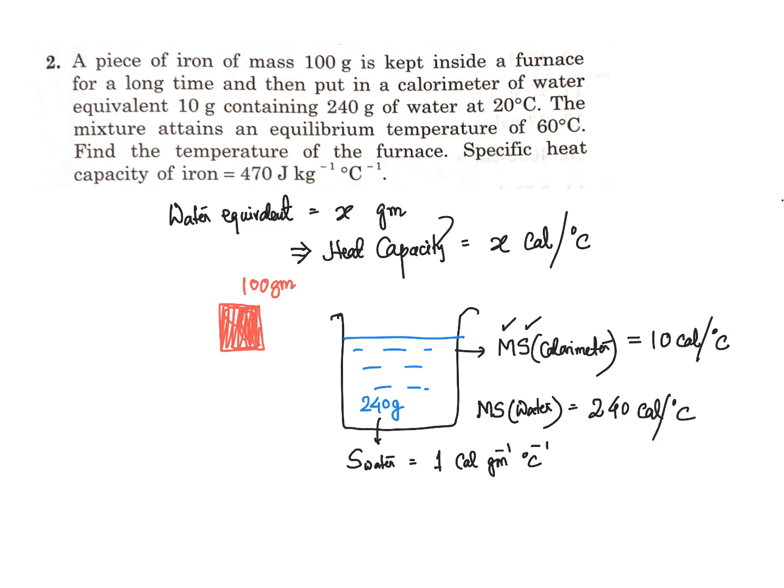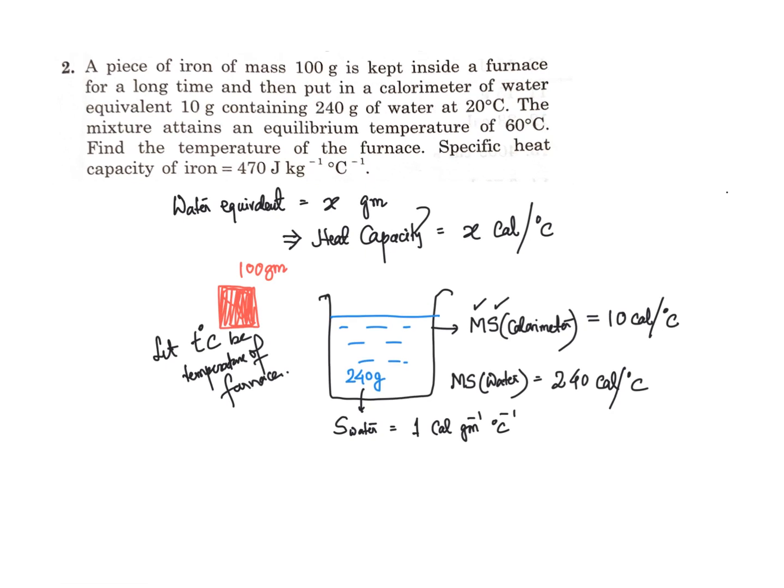Now the mixture attains an equilibrium temperature of 60. Find the temperature of the furnace, specific heat of iron. Let the temperature of the furnace be T. So let T degree Celsius be the temperature of the furnace.